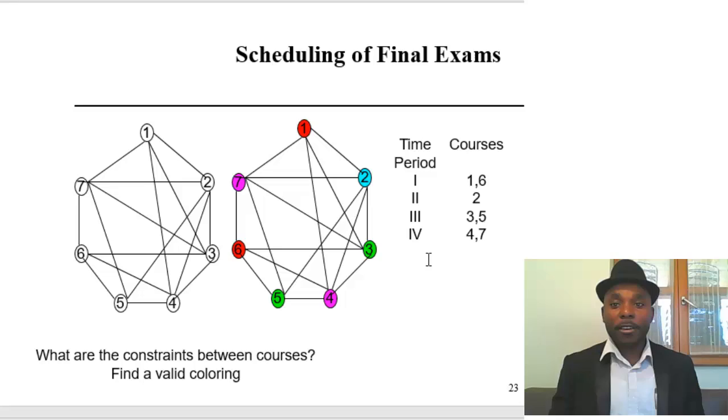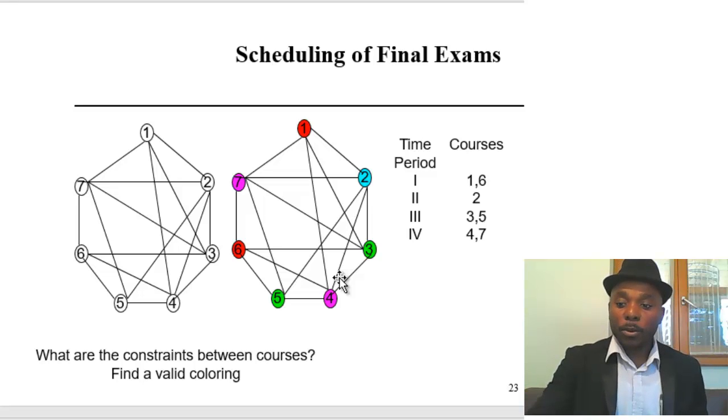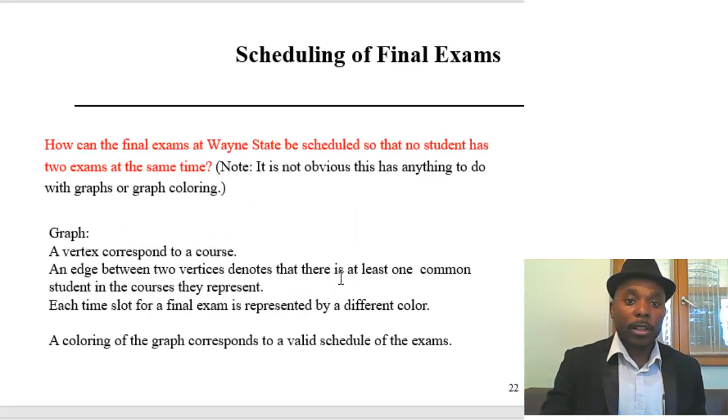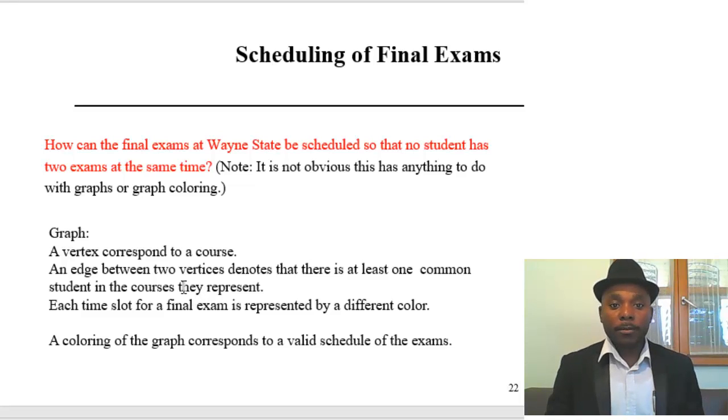And an example is here. For example, given seven courses based on this graph, the number of possible time periods to ensure no student has two exams at the same time is 4. And to understand what this graph is all about, you can read the descriptions here. A vertex corresponds to a course. An edge between two vertices denotes that there is at least one common student in the courses they represent, and each time slot for a final exam is represented by a different color.